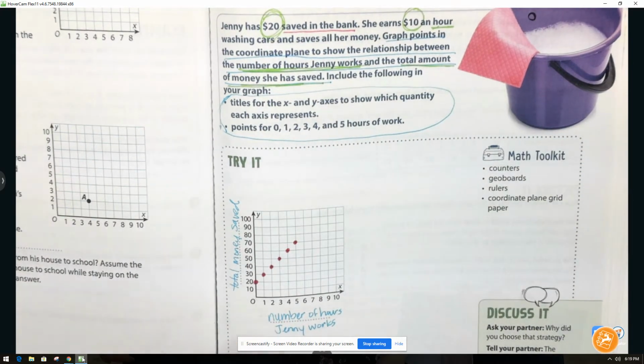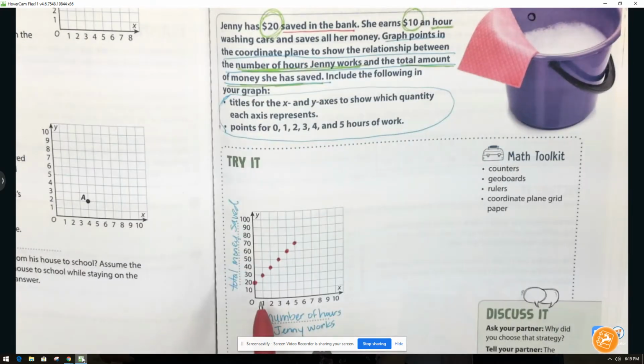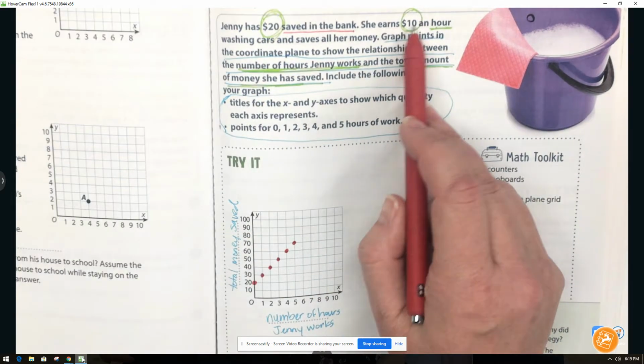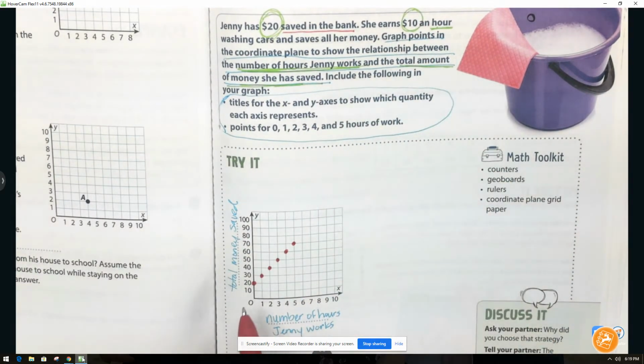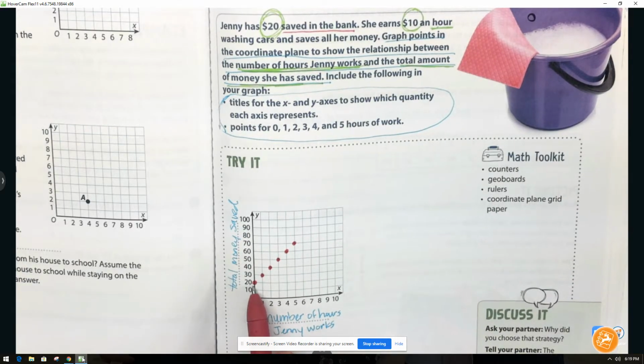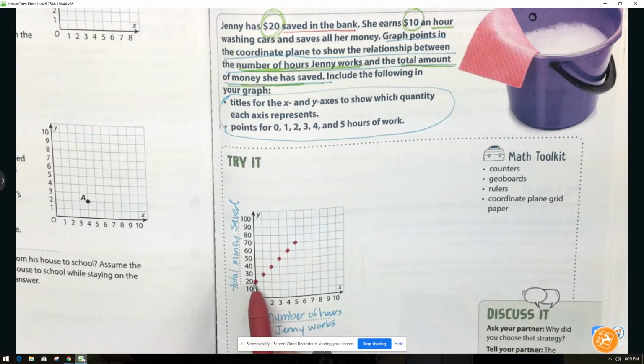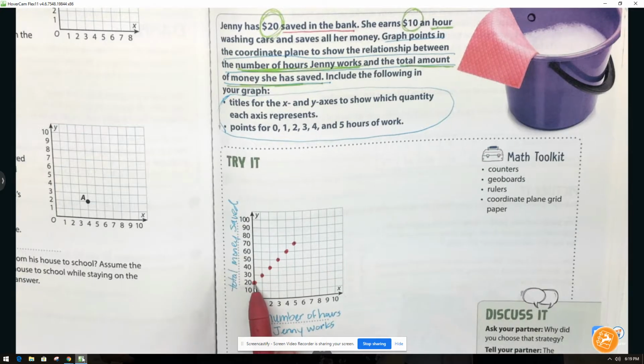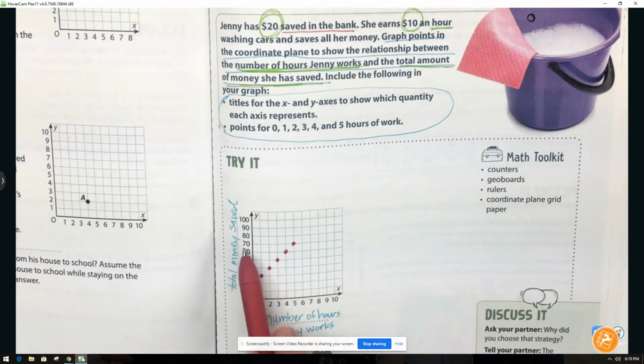$70. Because as you can see, every time she works 1 more hour, she makes $10 more because she earns $10 an hour. And remember, we started at $20 because she already had $20 in the bank before she started. So if she worked in one day 5 hours, after 5 hours, she would have a total of $70 in the bank. Not a bad gig.